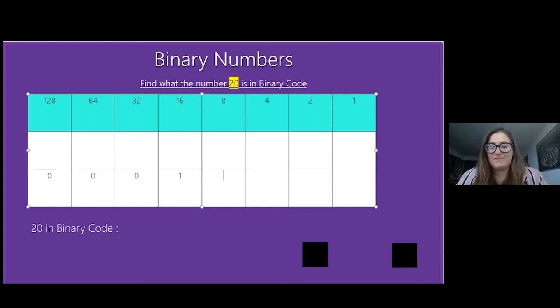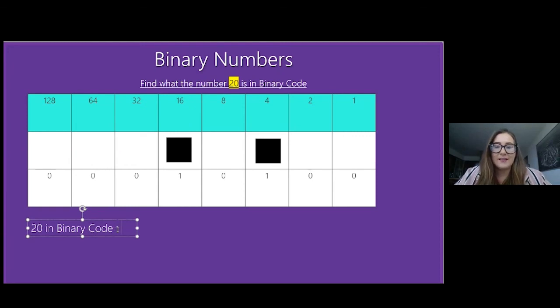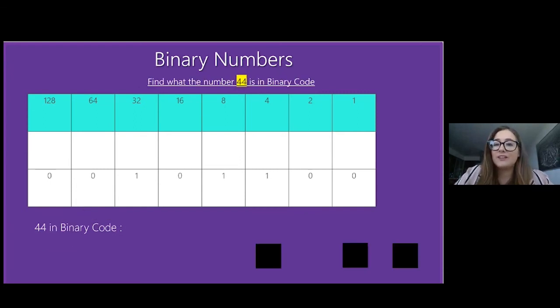So 8, yes? No, 0. 4, yes. And then we're done. Yeah, exactly. So I'm going to pop this here and this here, and 20 in binary code is then 00010100. Okay. I'm going to leave this here, and you can pause the screen if you want to try this one at home. So try it on your own and see if you can get it. We're going to need 3 numbers to go into this one.